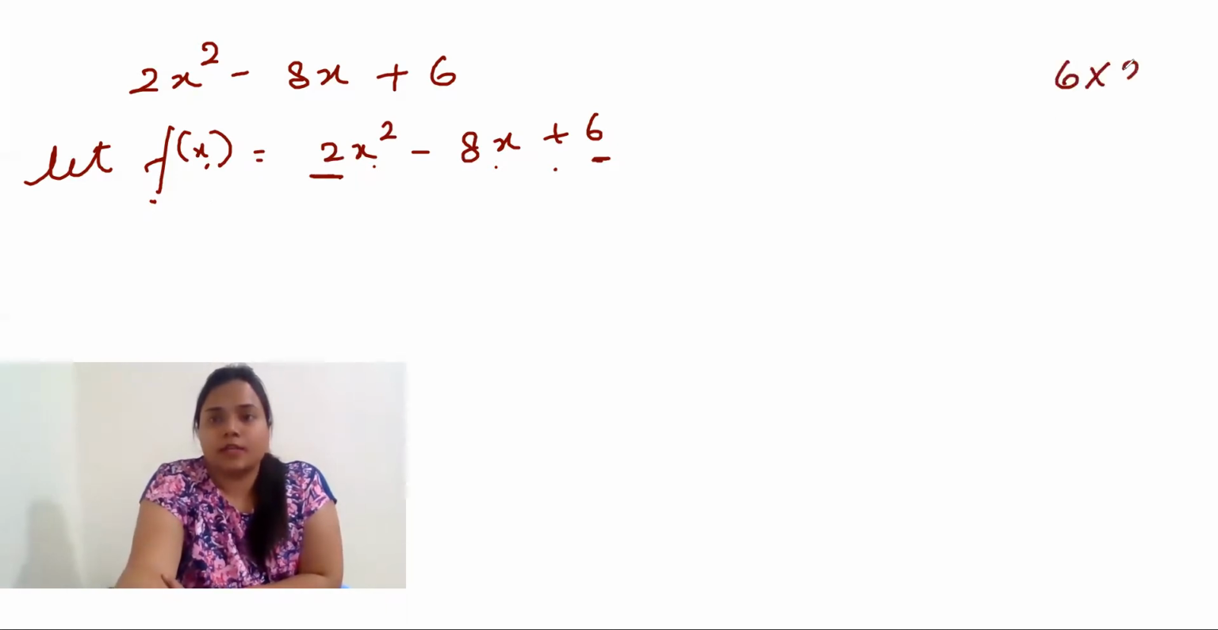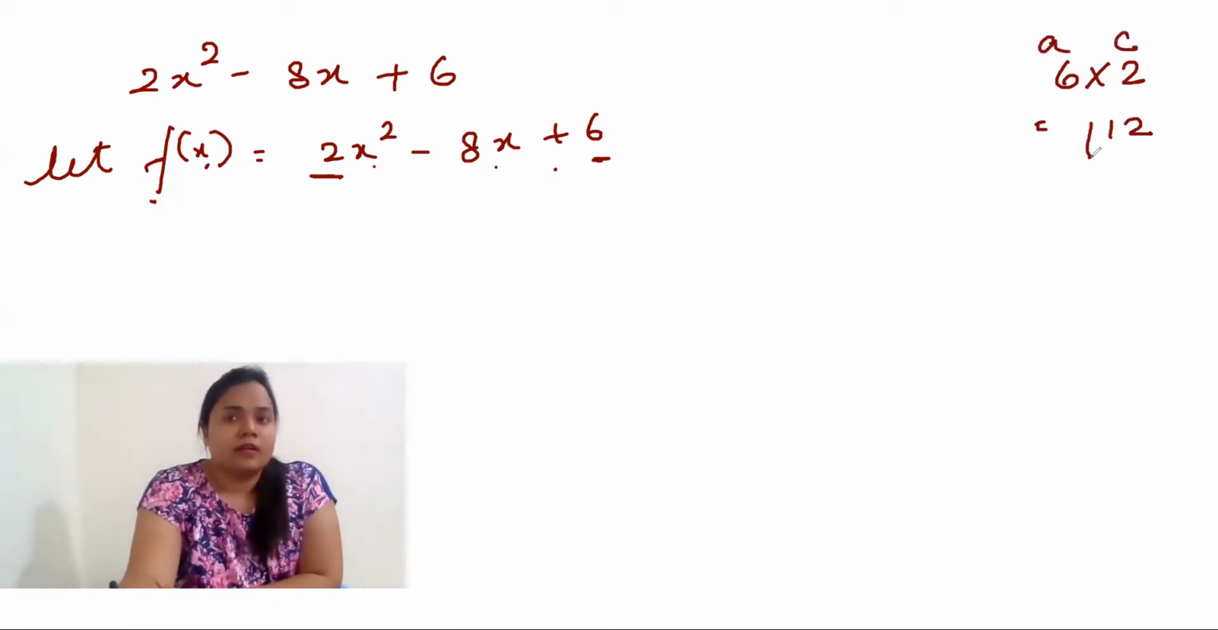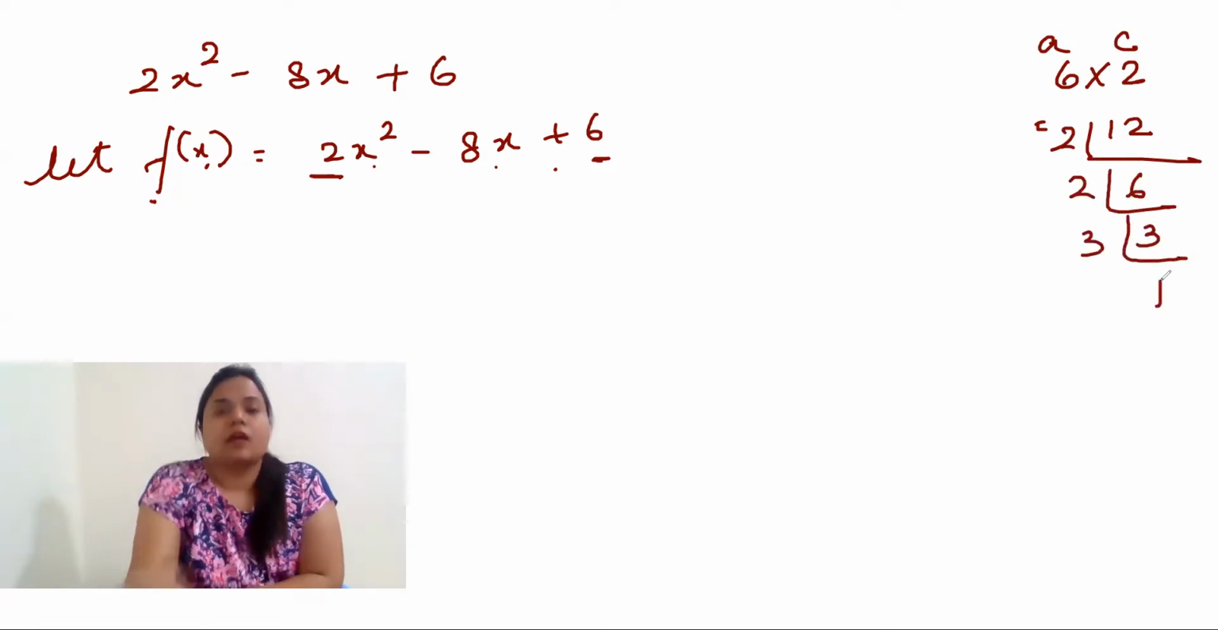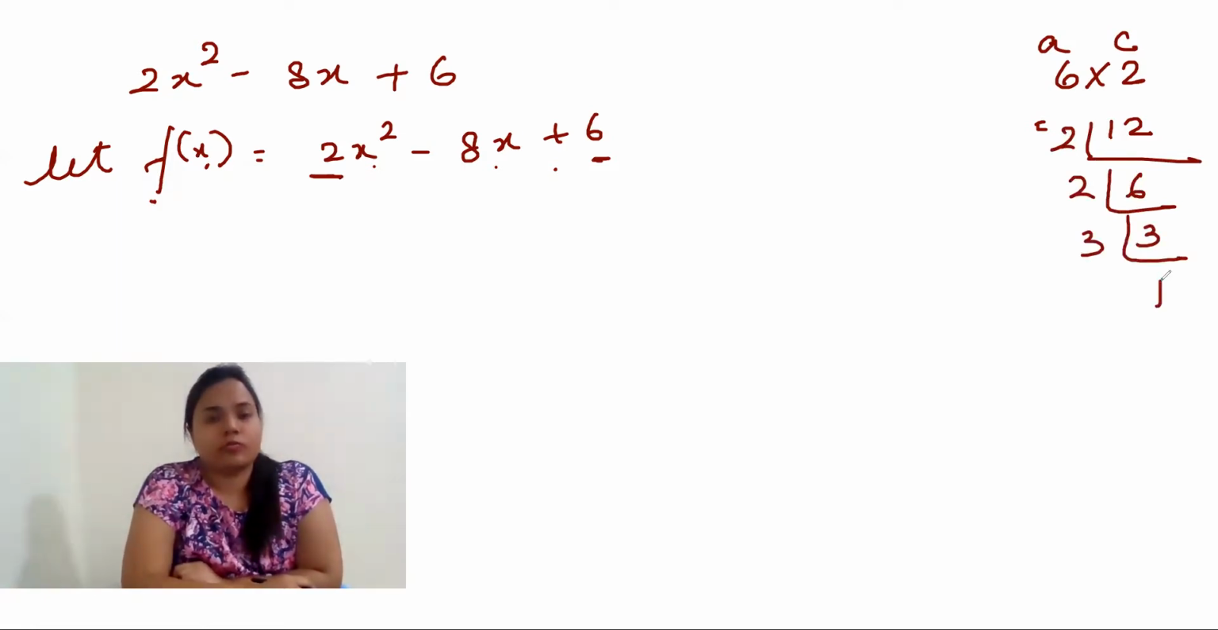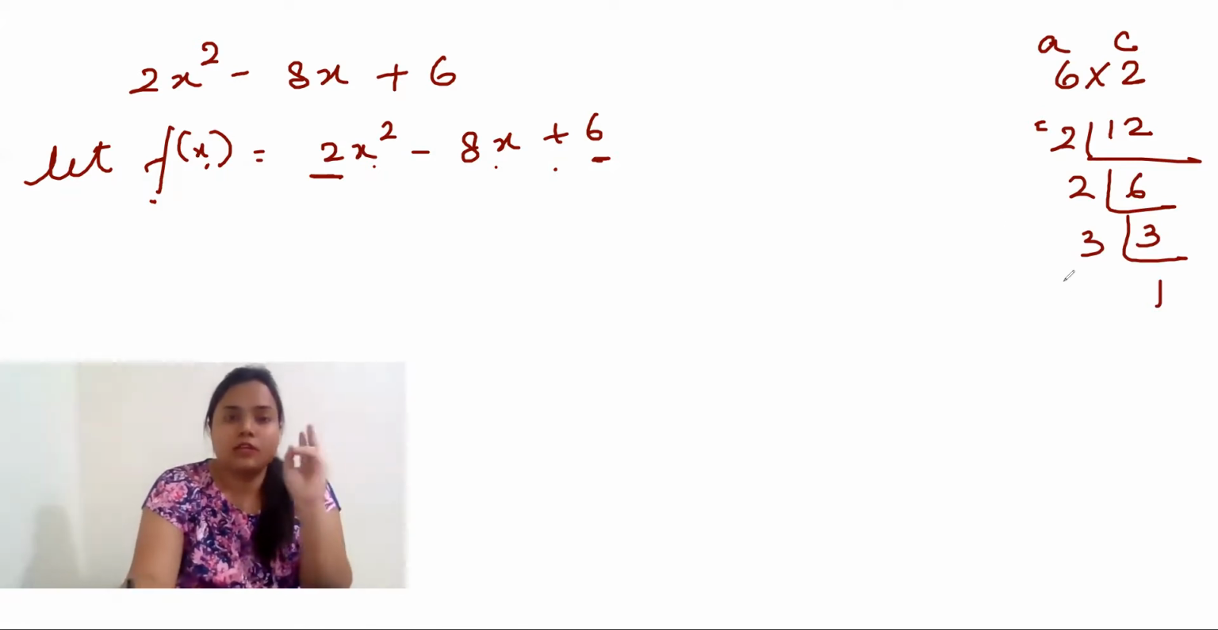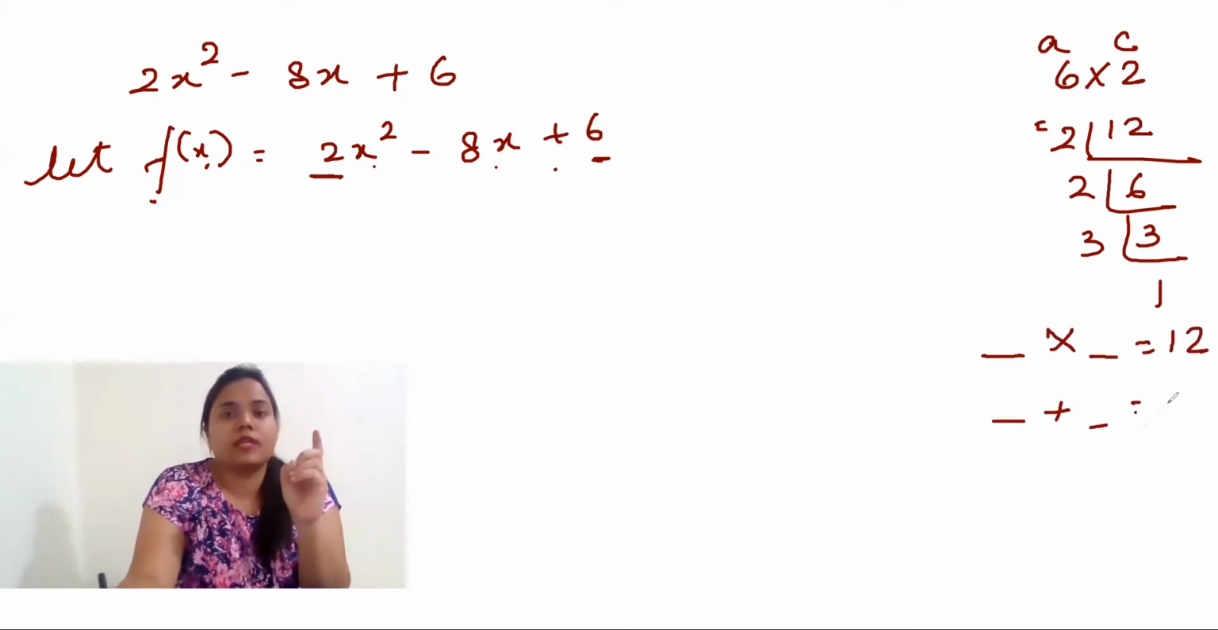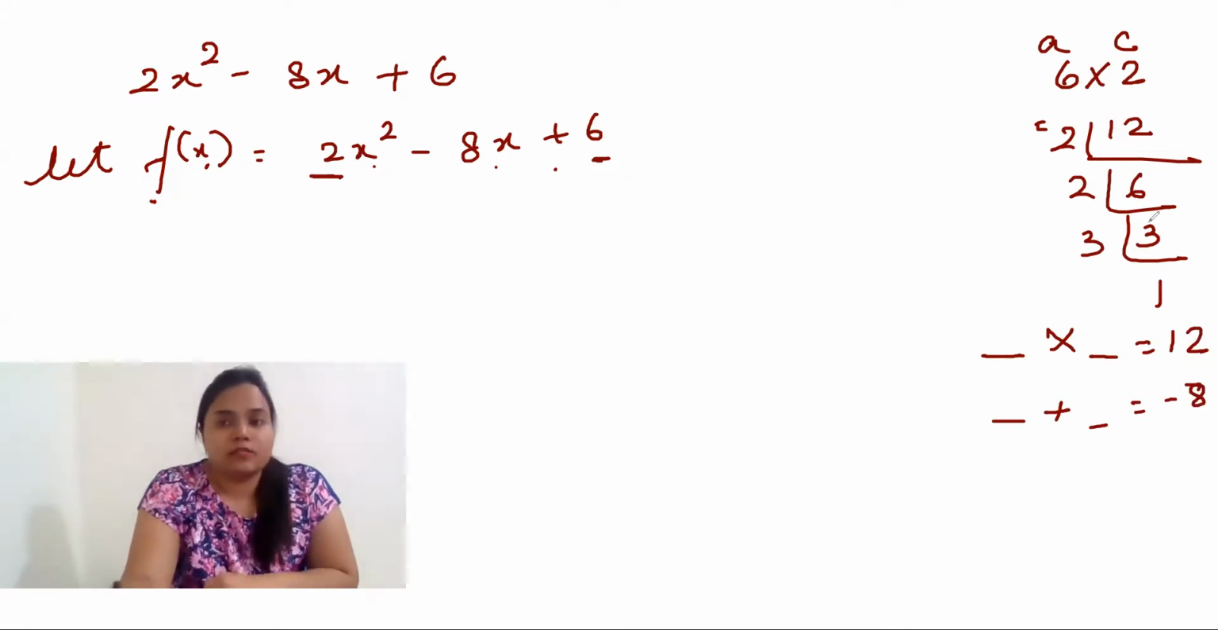First you have to multiply 6 and 2, that is 12, meaning multiply A and C. Now factorize it. We have got the factors 2 into 2 into 3. We have to arrange them to get two numbers. When we multiply the two numbers, we should get 12. When we add them, we should get minus 8. So let us try 6 and 2. 6 into 2 is 12. Minus 6 plus minus 2 is equal to minus 8.